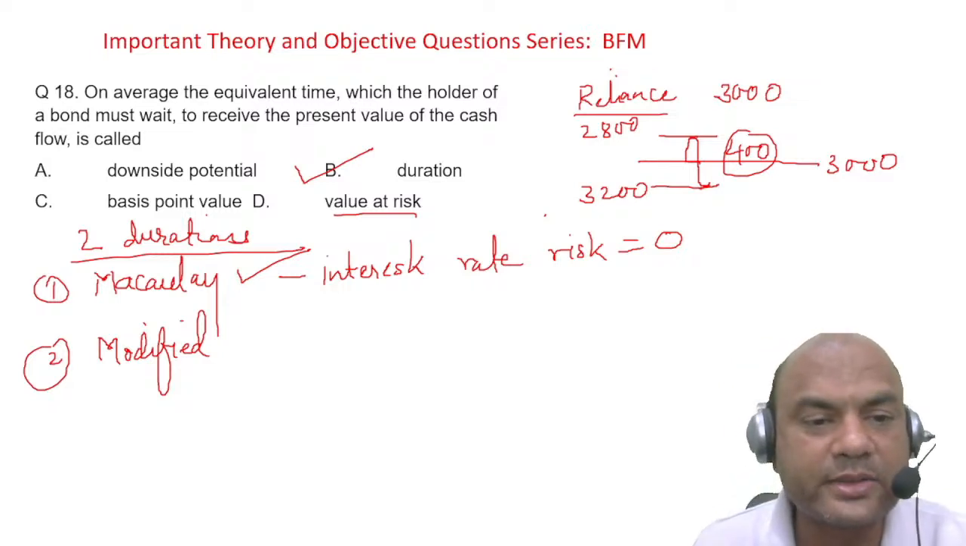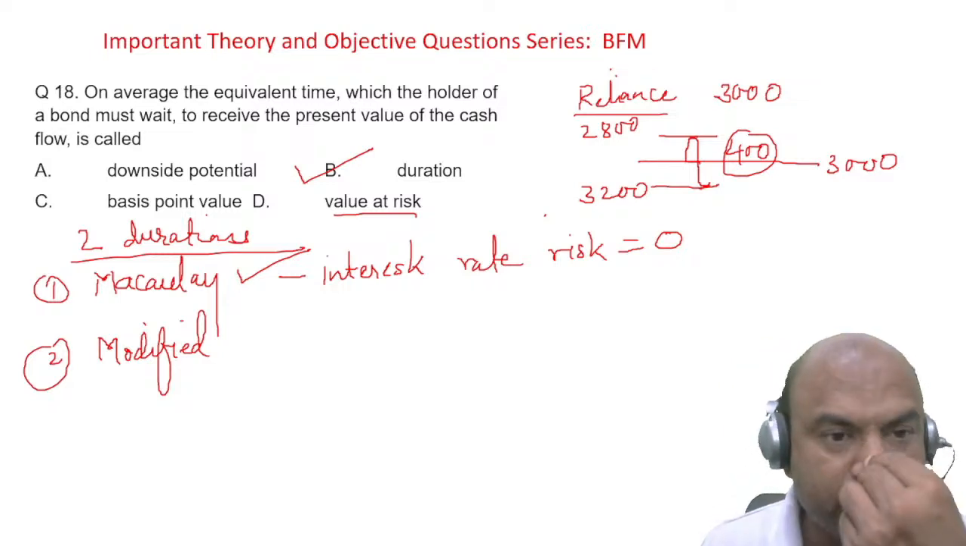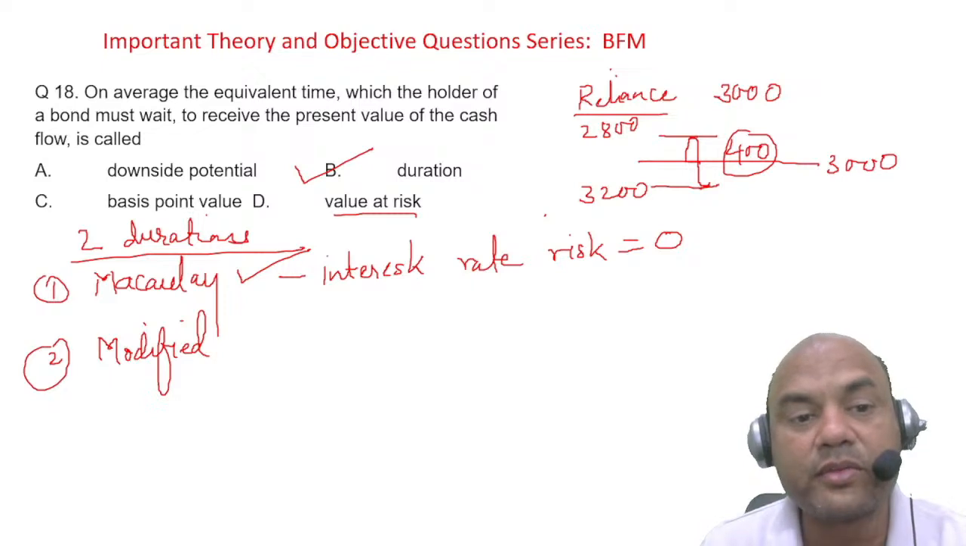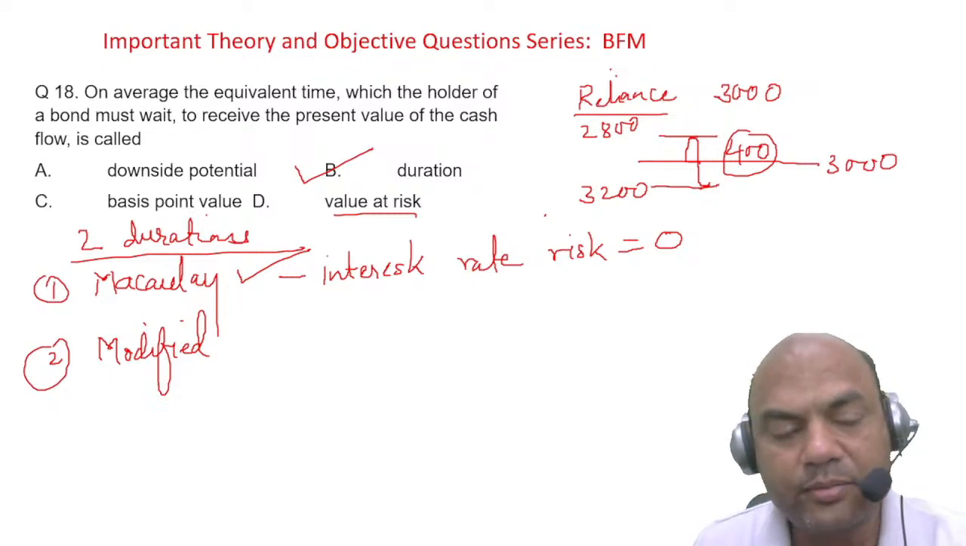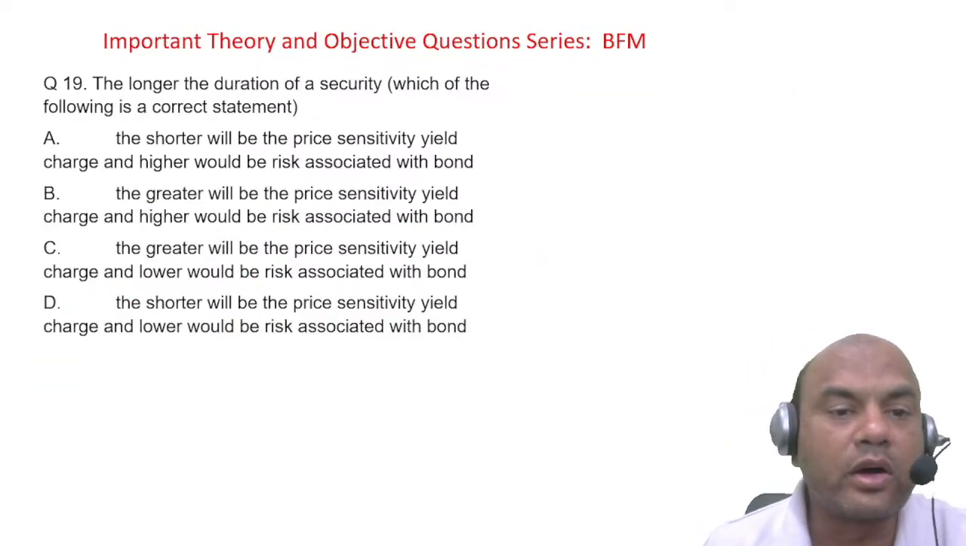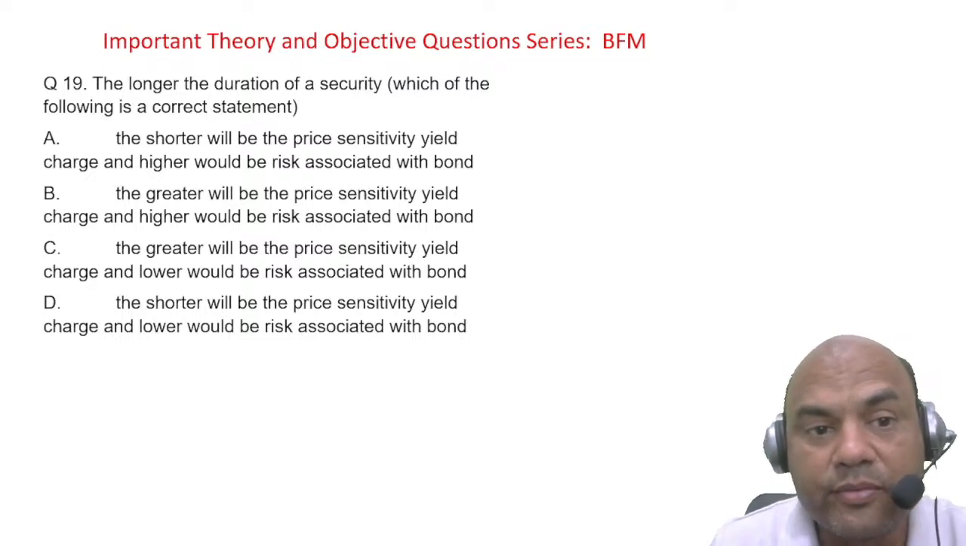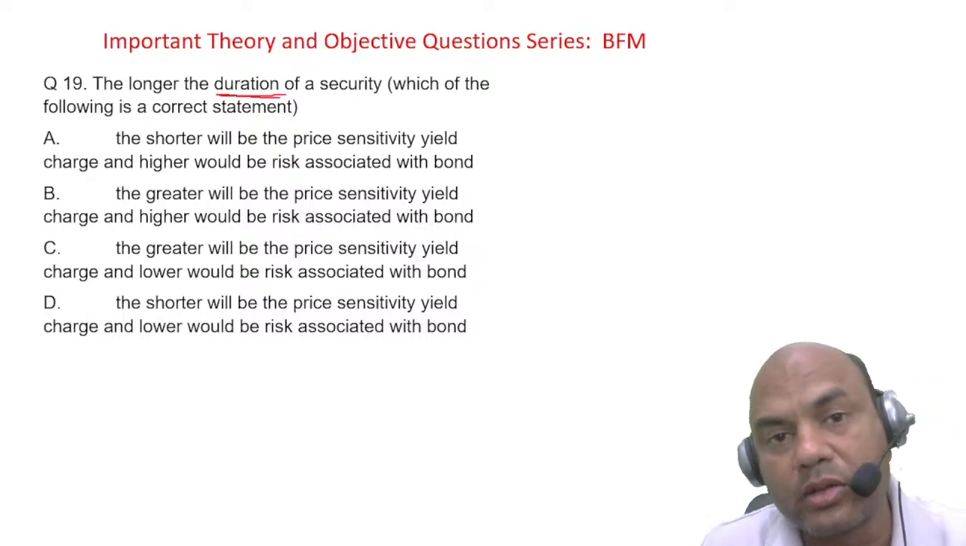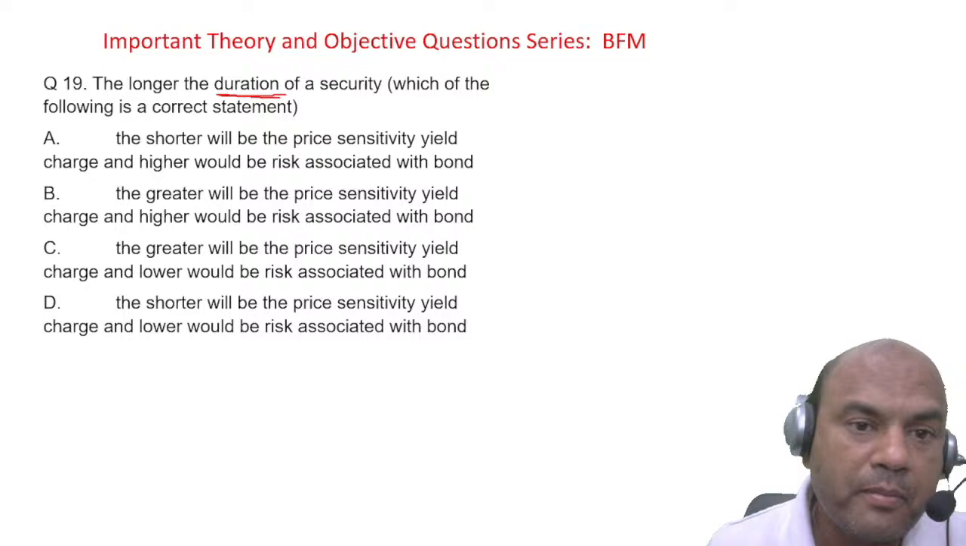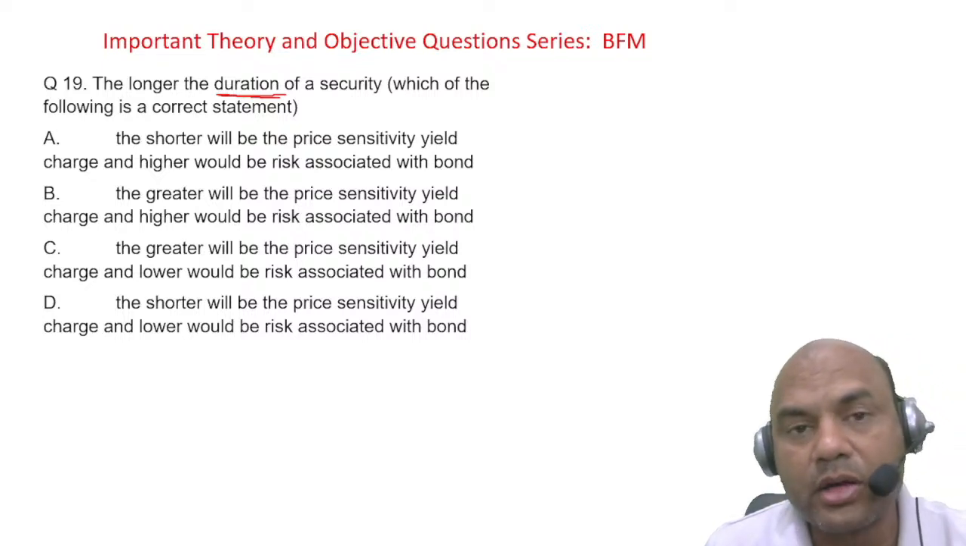Remaining things already explained. BPV explained. Downside potential, we have explained it earlier in one of the earlier lectures. Kindly follow that. Okay. The longer the duration of a security, longer the duration means what? Bond having the maturity period of long time. Or once the bond life is longer, the Macaulay duration also becomes longer.